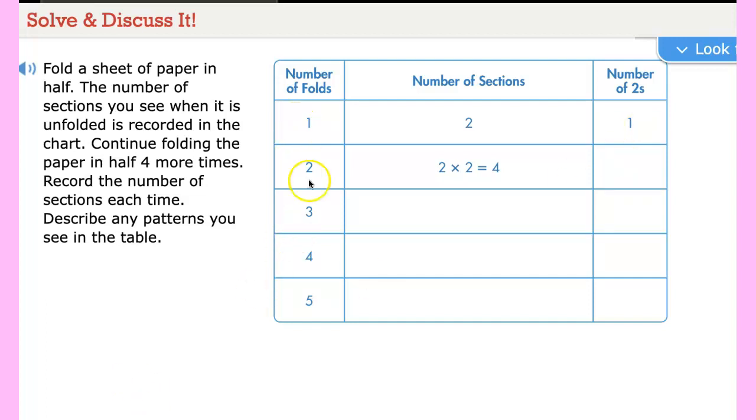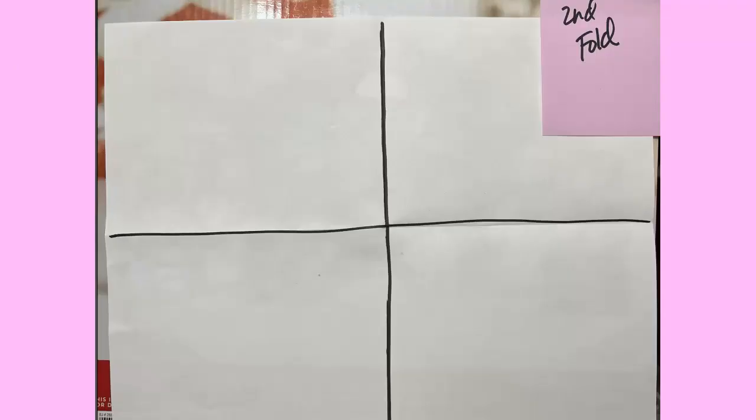So if I fold it again, I'm going to get 2 by 2, which means the number of sections is 4, and how many number 2s will there be? Let's look at a picture. This is going to be our second fold. Our second fold looks like this. I fold it in half and fold it in half again. So we're going to have 4 sections, and how many number 2s are there? This is 1, and that's 2. So we have 2 number 2s.